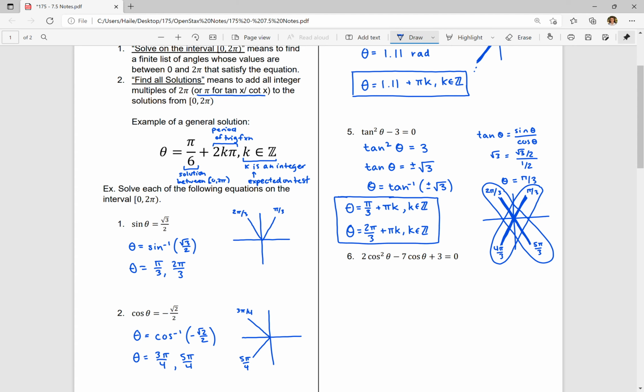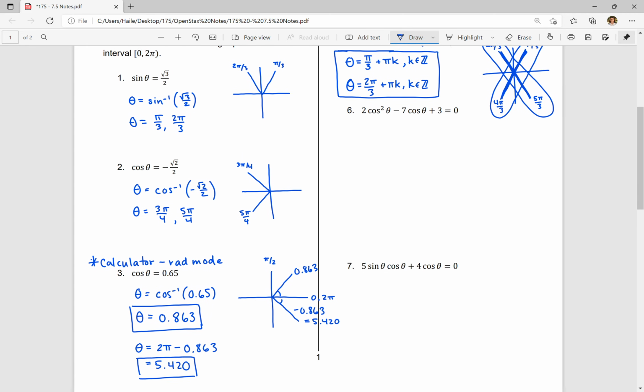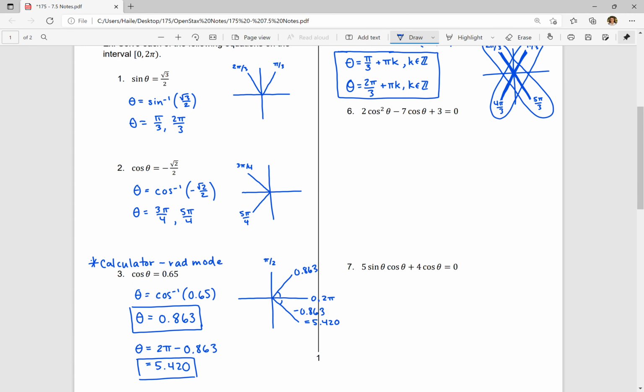All right, let's try a slightly trickier one. So this next one, we have 2 times cosine squared of theta minus 7 times cosine of theta plus 3 is equal to 0. Before we talk about solving this one with trig functions, I'm going to rewrite it in a way that might seem more familiar to you. If I rewrote this as 2x squared minus 7x plus 3 is equal to 0, hopefully you've seen how to solve those types of equations before.